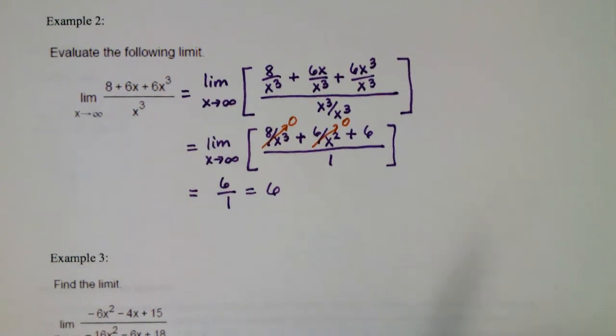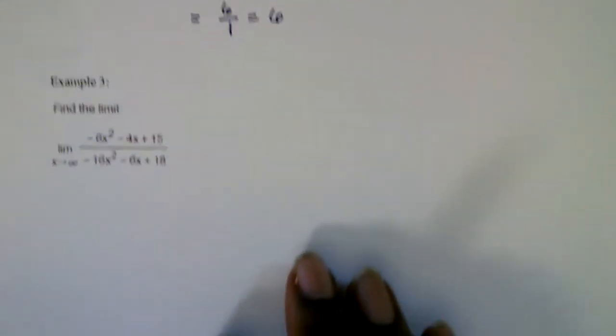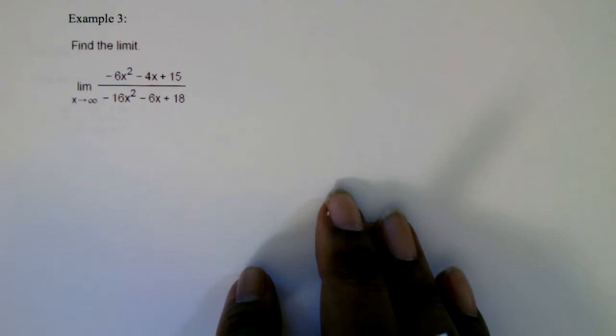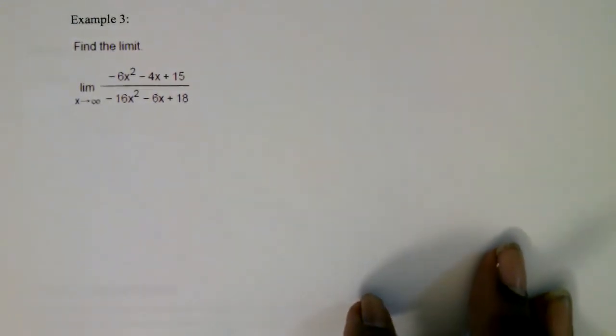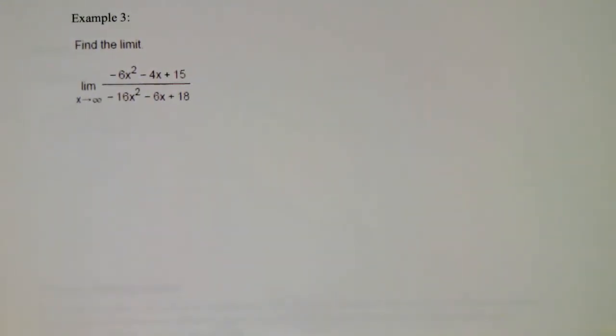Okay. Right here is another example of finding the limit as x approaches infinity of negative 6x squared minus 4x plus 15 divided by negative 16x squared minus 6x plus 18.